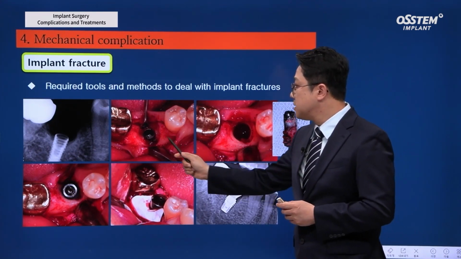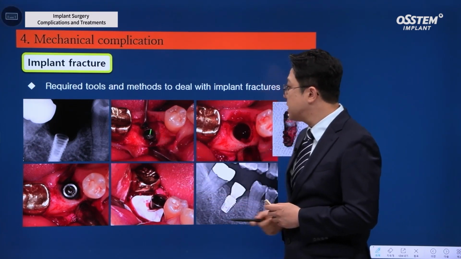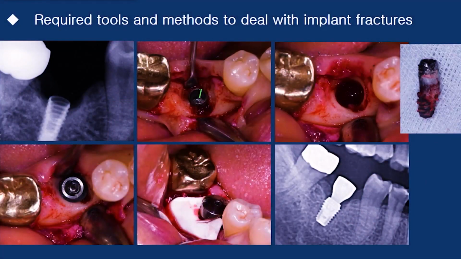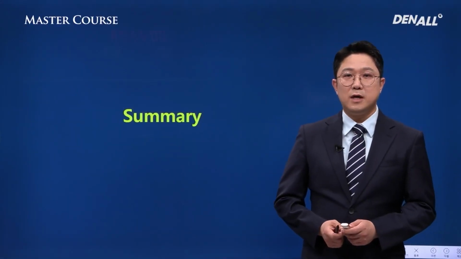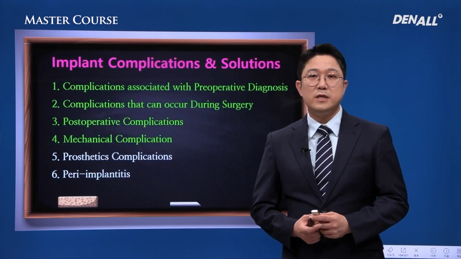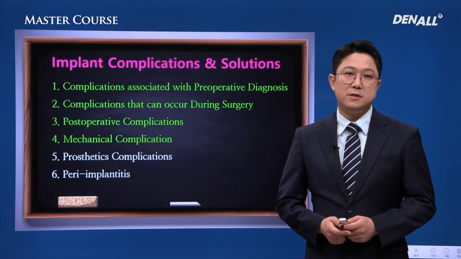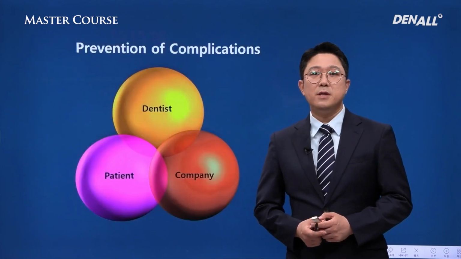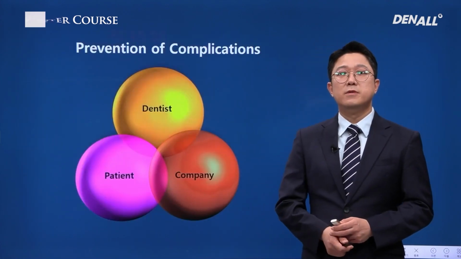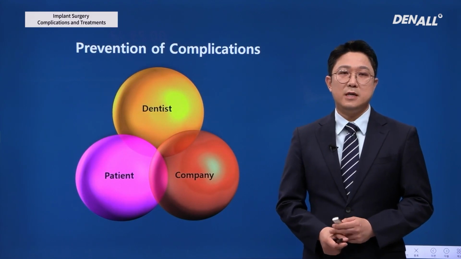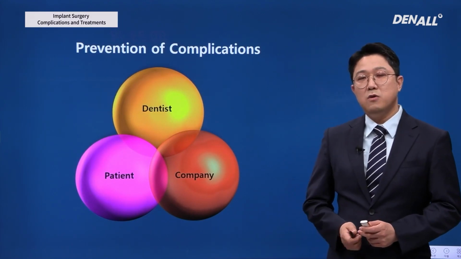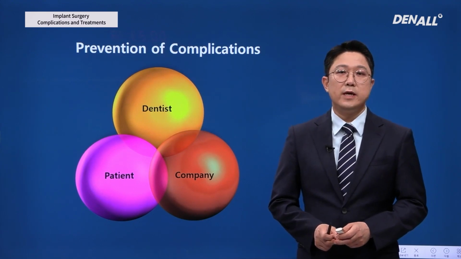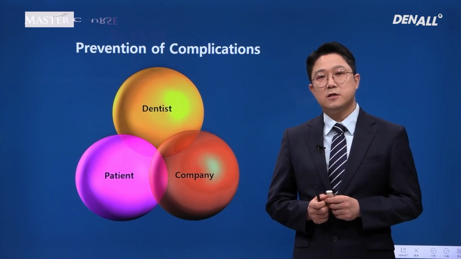If the implant is thoroughly removed, you can see that there's a crack line here, and that's why it was removed. In this case, an ultra-wide implant was used to restore this case. Let me summarize today. Today, I've talked about different implant complications that can occur in different treatment stages. The best way to prevent complications is to use the right product from a good implant manufacturer and to do good treatment. The patient also needs to take care of it. The key is in the dentist.